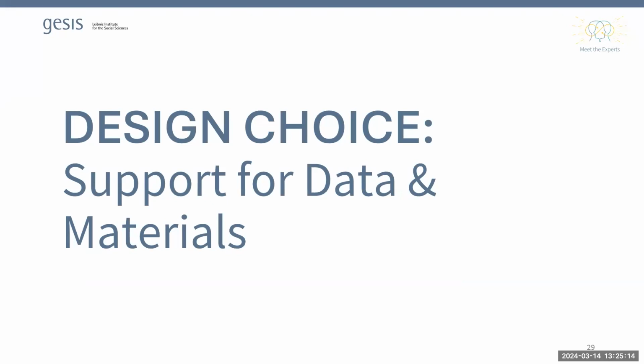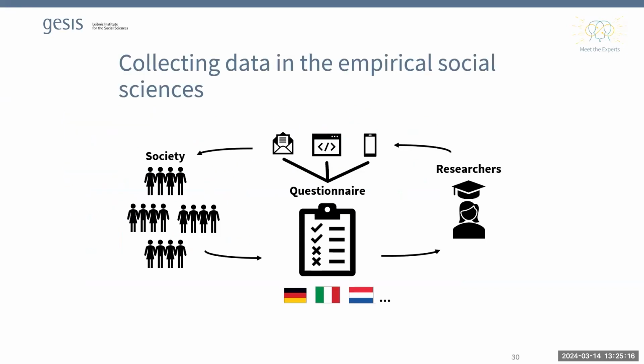So the next design choice is the support for data and materials. For example, in the empirical social sciences, researchers want to understand, let's say, facts, opinions, statements from humans in the society, and they do so by using questionnaires. So what they do is design a questionnaire with questions and items and scales, and they send out these questionnaires, for example, by letter or over the web or via phone. And in some studies, this is done on a larger scale, for example, for whole Europe, and therefore you have a questionnaire in different languages.